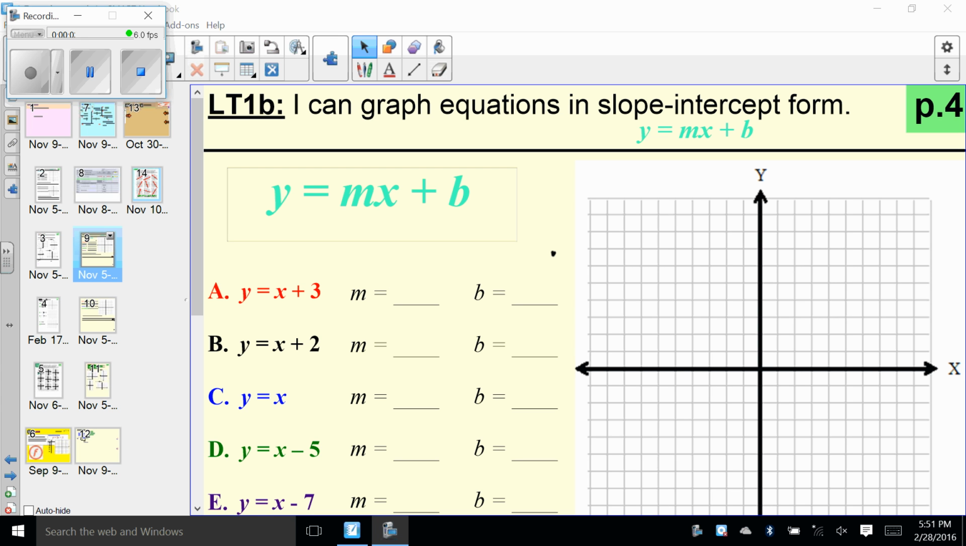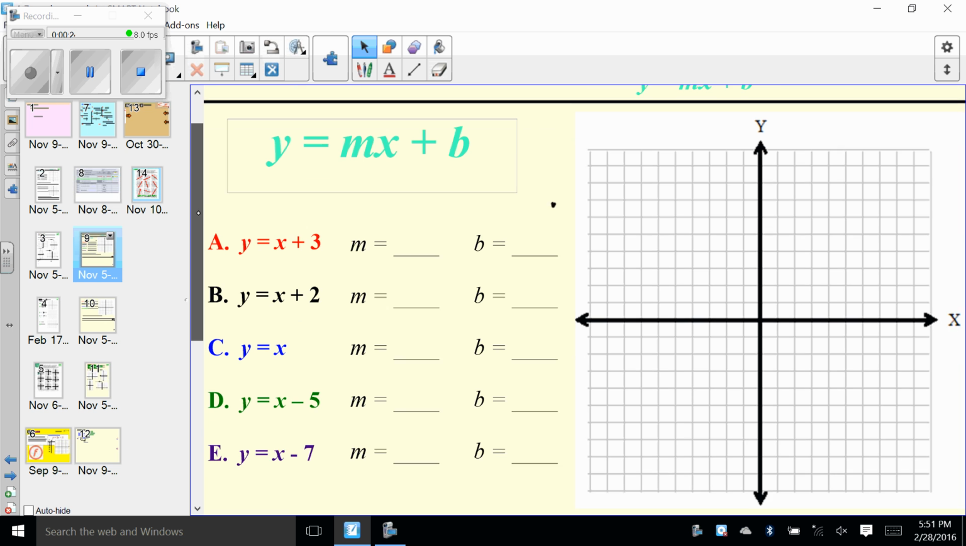Hey, eighth grade. So our learning target today is I can graph equations in slope-intercept form, y equals mx plus b. What we're going to do today is look at a bunch of graphs and compare them. We want to see what happens when the slopes are the same, what happens when the slopes are different, and what happens when the y-intercepts are the same.